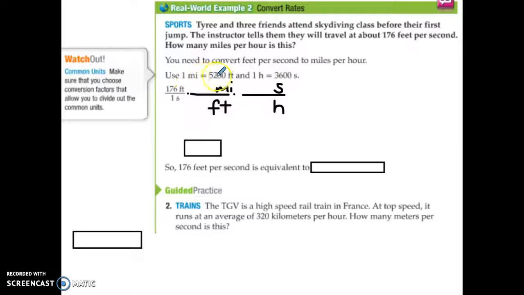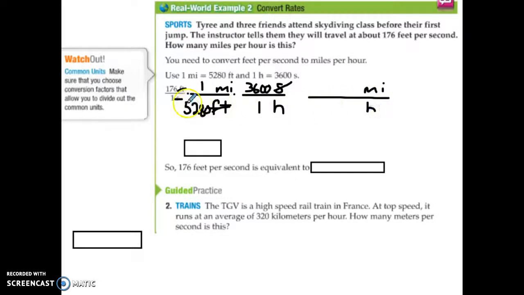I know 1 mile is equal to 5,280 feet. So 1 mile, it's going to be tough to write here, but 5,280 feet. And over here, 1 hour is equivalent to 3,600 seconds. Like that. So now look at my cancel out. My feet are gone. My seconds are gone. And I'm left with miles on top. And I'm left with hours on the bottom.